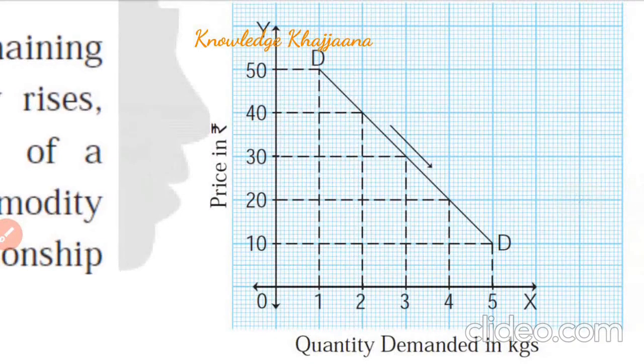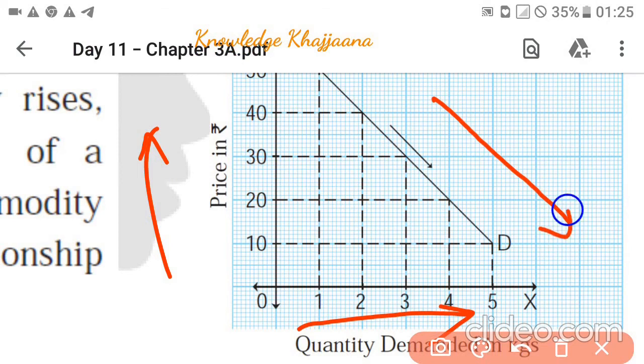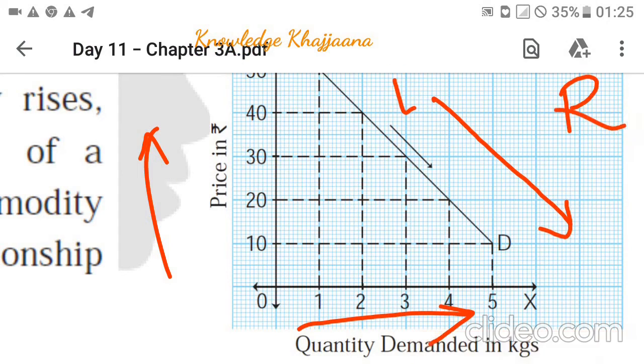As price and quantity demanded are inversely proportional to each other, with the increase in the price, there is a decrease in the demand, or with the decrease in the price, there is increase in the demand. And if we plot this on a graph, then we get a downward slope from left to right. This is proved with the law of demand.